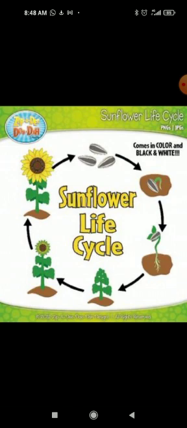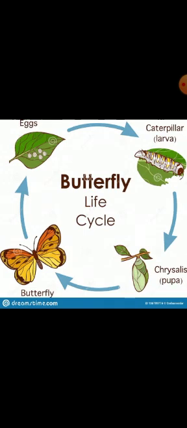Now we have one more life cycle in our unit, and it's the life cycle of a butterfly. Do you remember, dear students, you have learned the life cycle of butterfly in your class 3 course also. So it's a similar life cycle, just like we have seen in the life cycle of bee. It's similar, 4 stages. First stage is eggs, right?